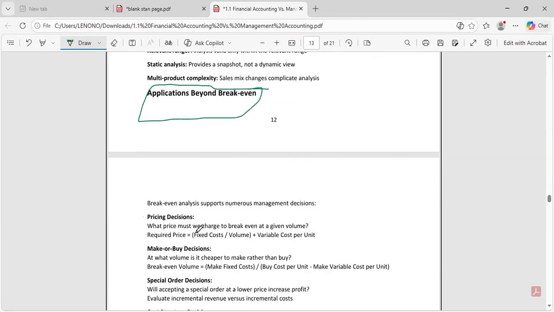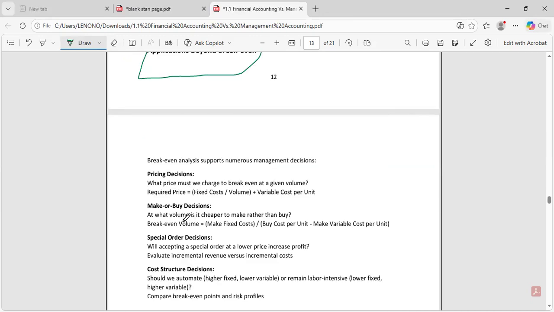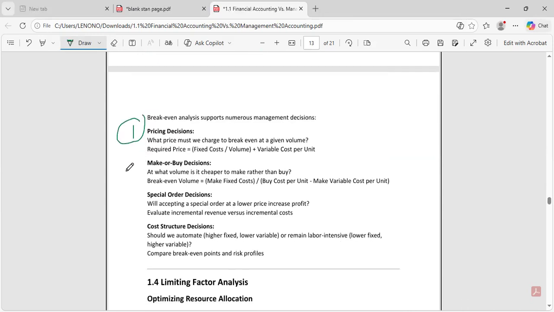Okay, so break-even analysis supports numerous management decisions. It also looks at the price decisions. What price must we charge to break even at a given volume? And of course, make or buy decisions. At what volume is it cheaper to make rather than buy? So the break-even point equals fixed costs over buy cost per unit minus variable cost per unit.